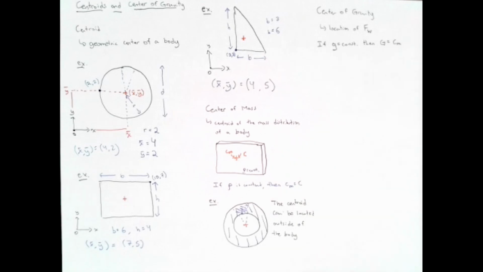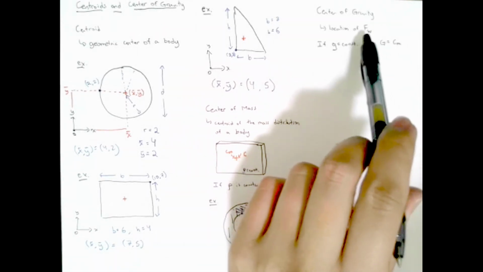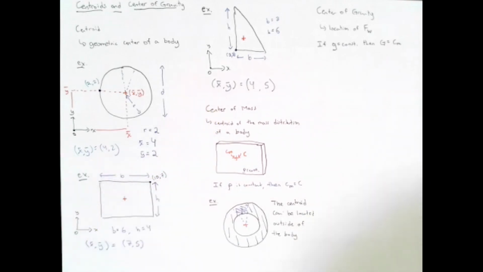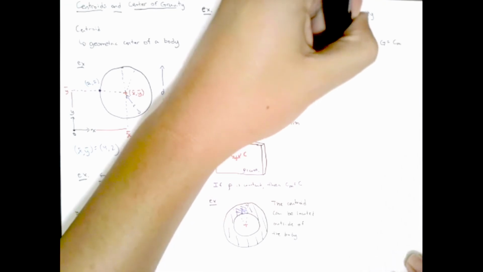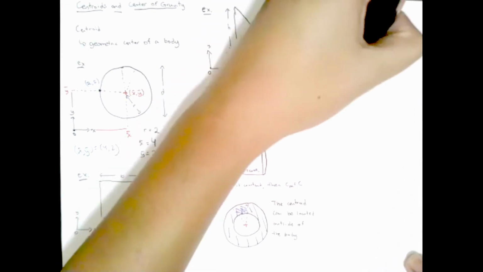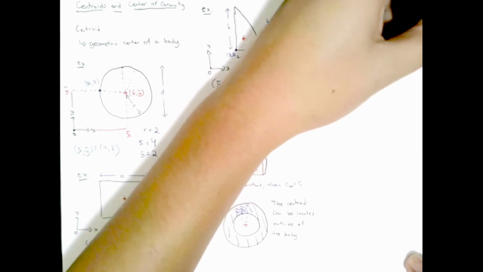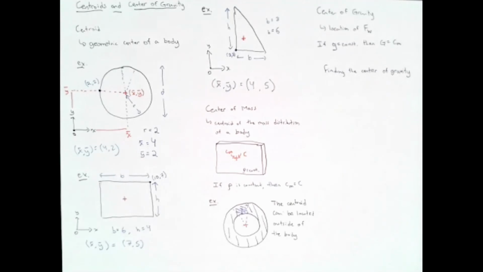Now, why do we need to define these terms? We want to know what the center of gravity is because the center of gravity allows us to use the weight of an object in order to figure out where the center of mass of an object is. And what we're going to do is come up with this relationship. To do that, we're going to have to turn to our old friend, calculus.